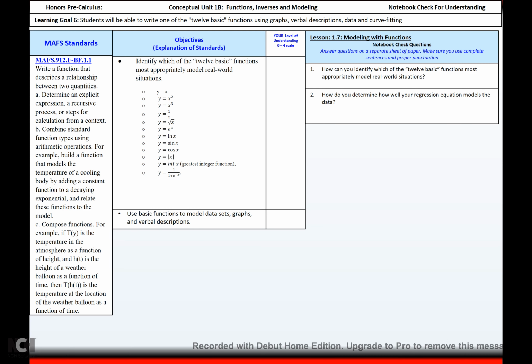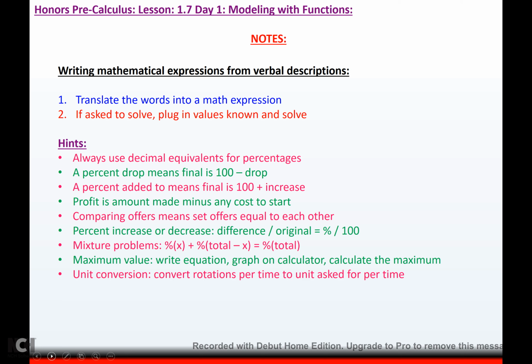All right, we are on 1.7 day 3 today. We're going to be talking more about modeling with functions. Today we're going to be focusing on translating a lot. When you're asked to write a mathematical expression from a verbal description, translate the words into a math expression, and then if you're asked to solve it, plug in the values if you need to and solve it.